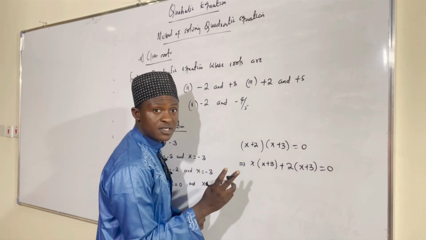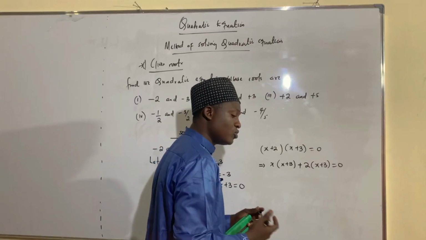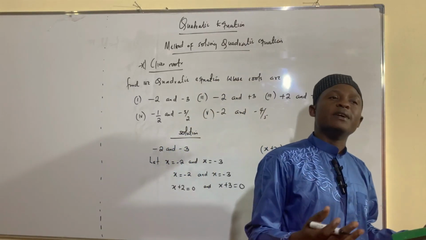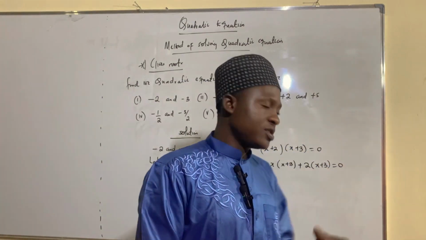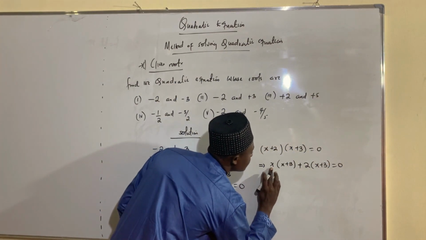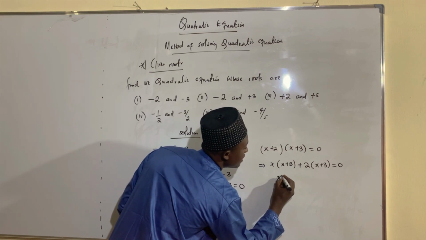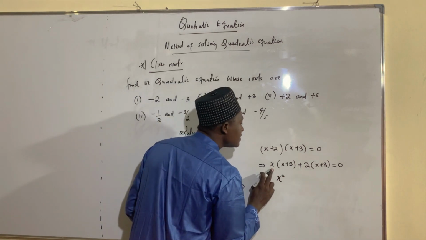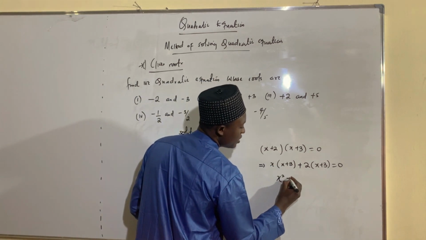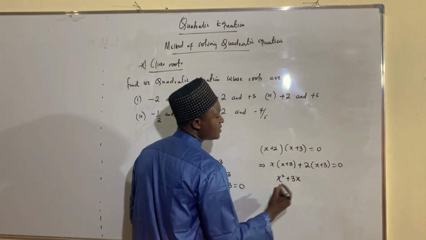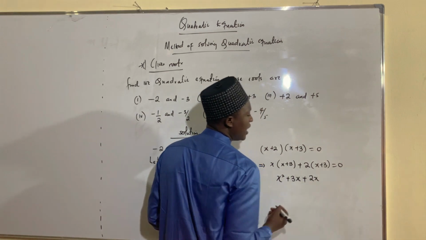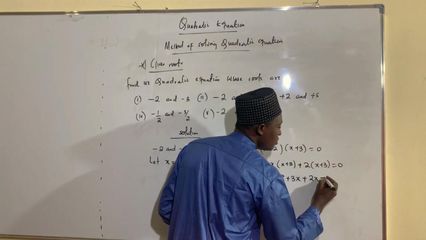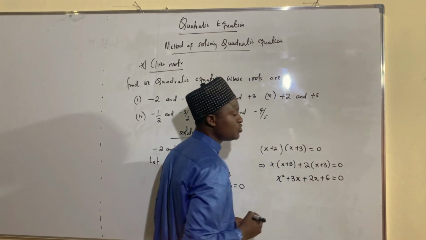So by expansion, let's expand this one in a simple way. Expansion in mathematics is just like we are taking terms from each point to the other point. For example, here, that's x times x, and we have x squared. x multiplied by 3, we are going to have 3x. 2 multiplied by x, we are going to have 2x. 2 multiplied by 3, we are going to have 6. Everything is equal to 0.